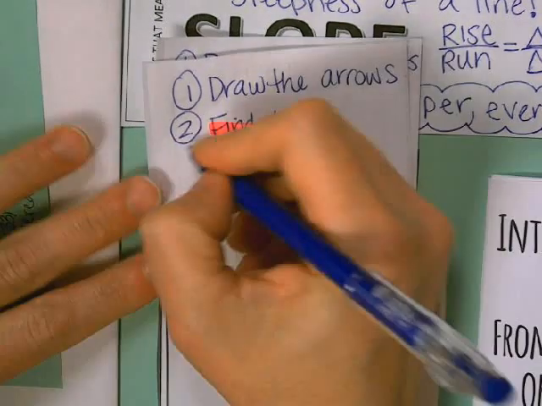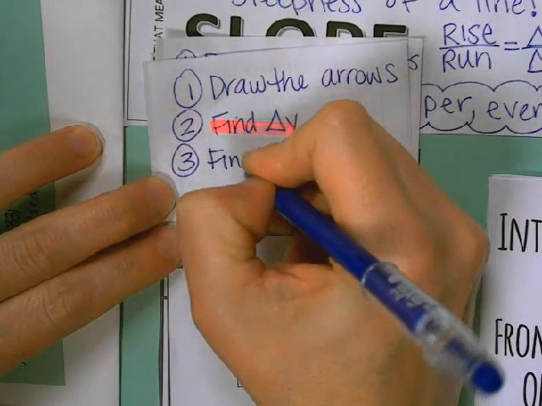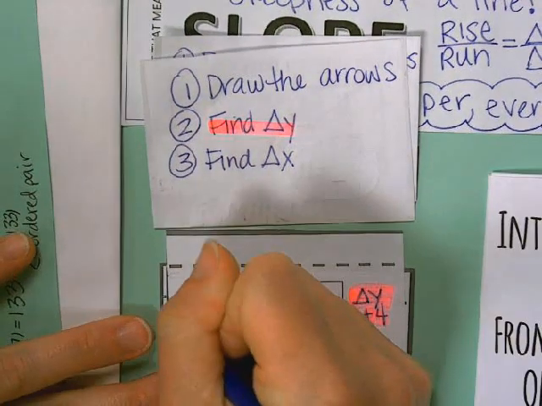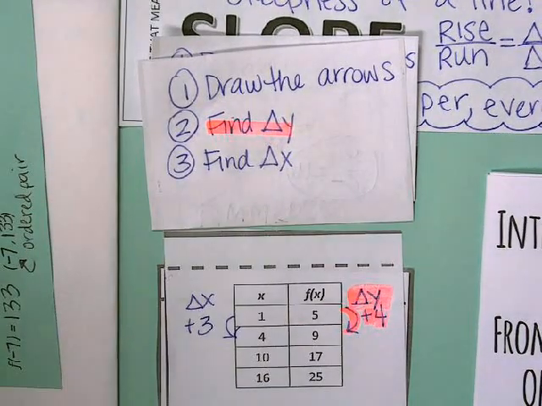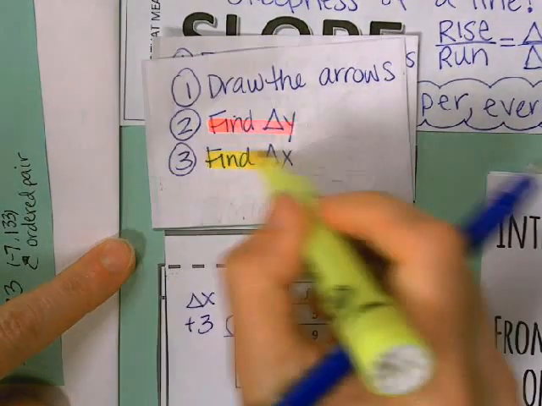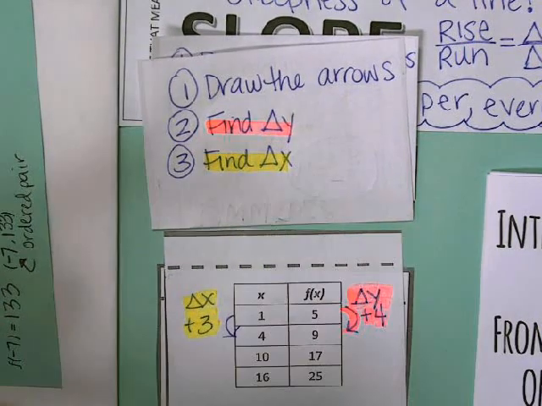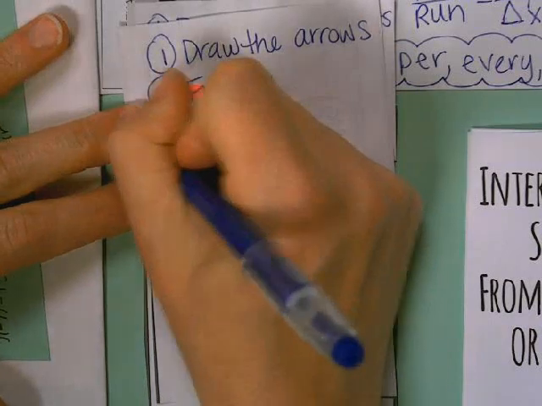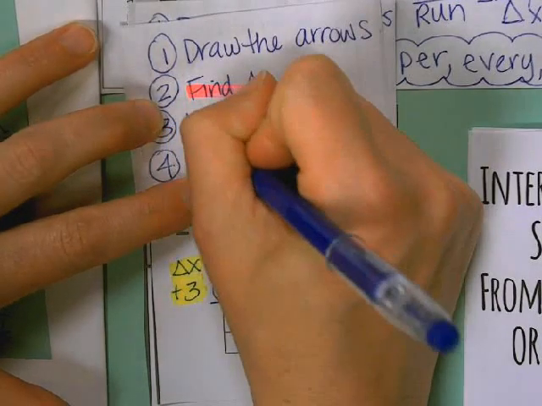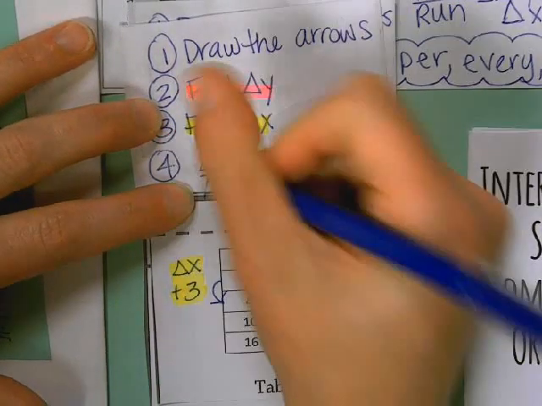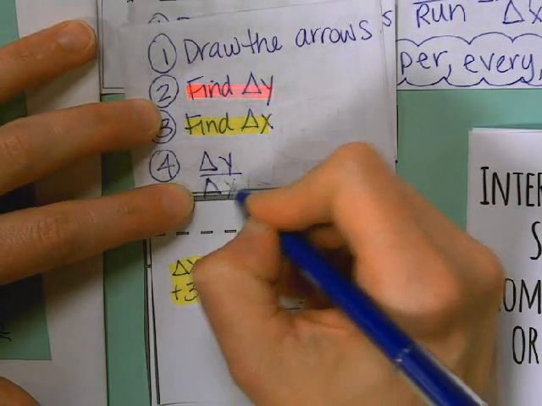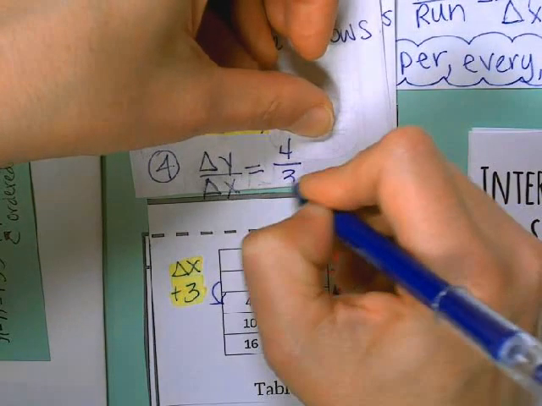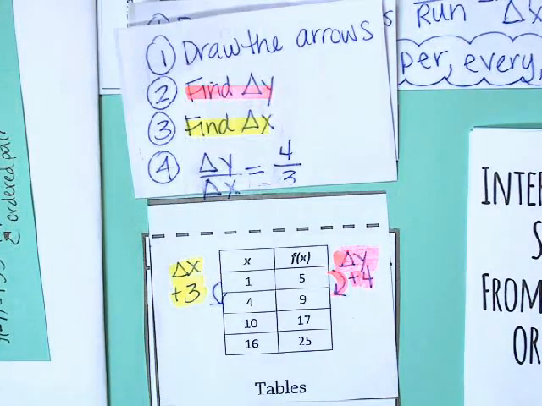Change in y. And then step 3, we're going to find the change in x. So this is the change in x, and it's plus 3. Notice how I wrote the positive, even though it doesn't really matter when it's positive. We don't have to write positive, I just don't want to forget to write it. And then step 4, you're just going to put change in y over change in x, which is 4 over 3. I don't know what's going on with my pen here.